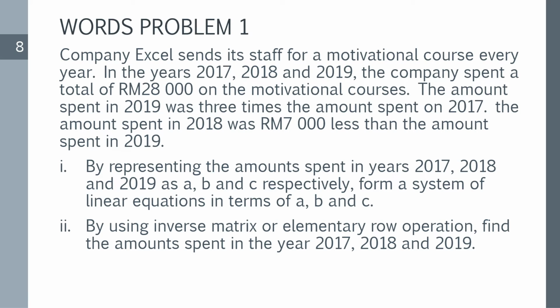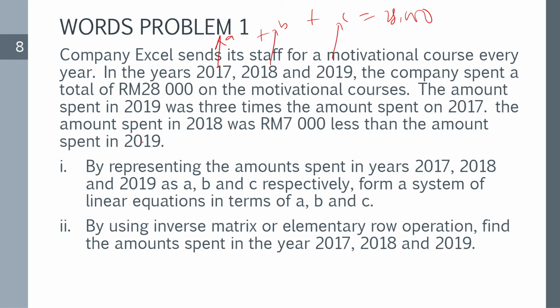Okay, so company Excel sends its staff for a motivational course every year. In year 2017, 18, and 19, the company spent a total of 28,000. So by representing the amount spent in 17, 18, 19 as A, B, C, this one is A, this is B, and this is C. So the amount A plus B plus C actually is 28,000.